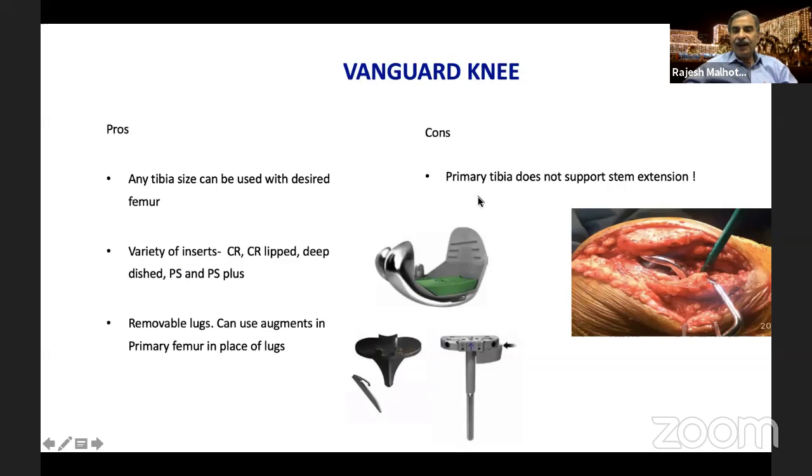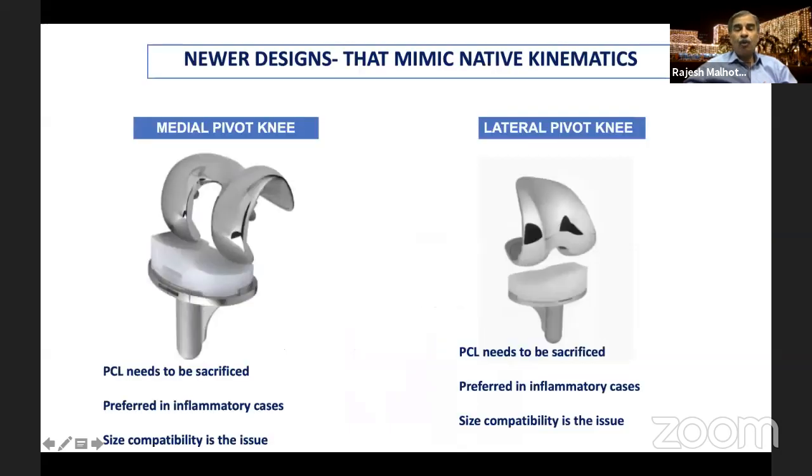If you need to just build up a little bit, you don't have to go to a CCK type of design. But the disadvantage is that the primary tibia does not support stem extension. You have to put in a revision tibia and destroy a whole lot of bone.